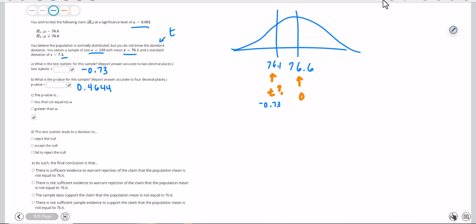huge, right? This is a big p-value. This is a good probability. This probability is definitely greater than alpha, because it's greater than 0.001. When the p-value is greater than your level of significance, then you fail to reject the null. And then in this case, there is not sufficient sample evidence to support the claim that the population mean, this is our alternative, is not equal to 76.6.